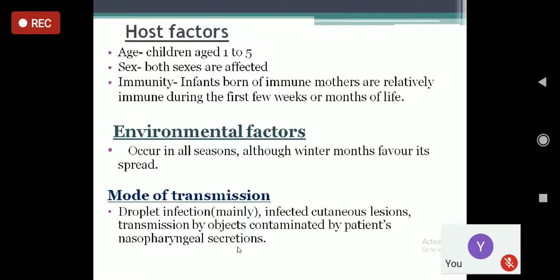Host factors: who are the hosts, the people who are affected by this disease? Mostly it affects children between the ages of 1 to 5 years. After 5 years, the disease prevalence is very low.